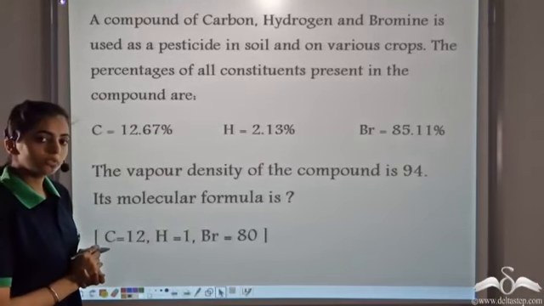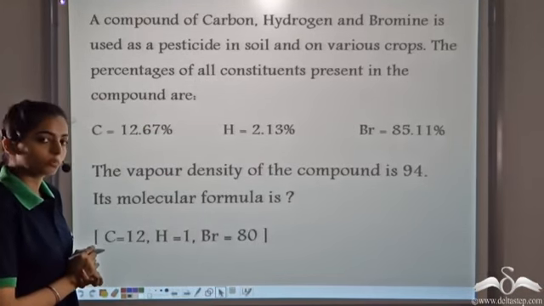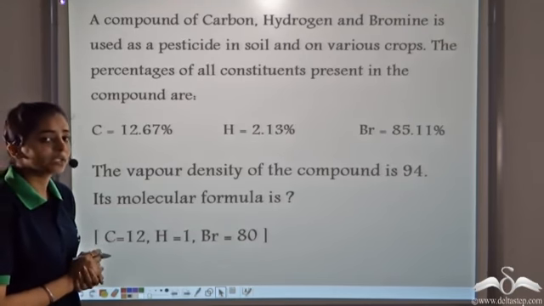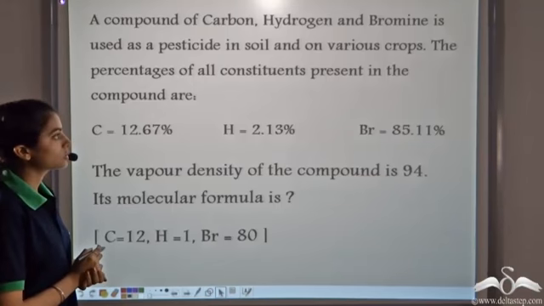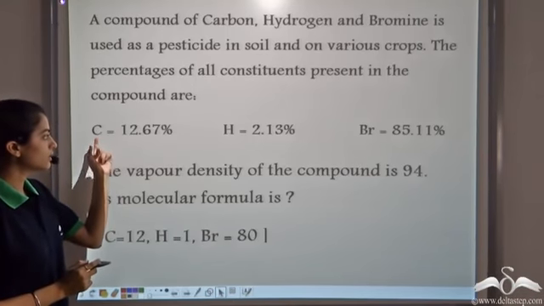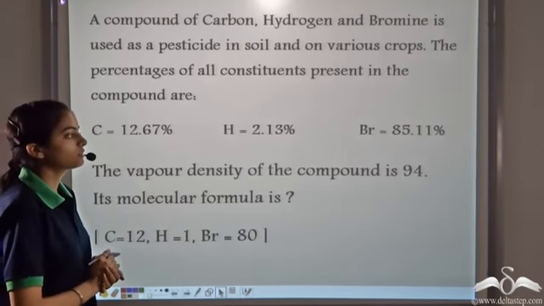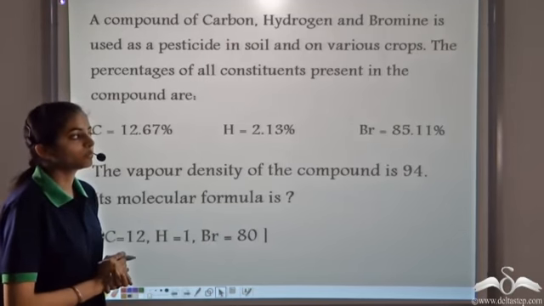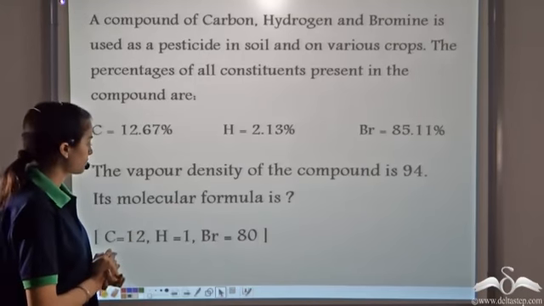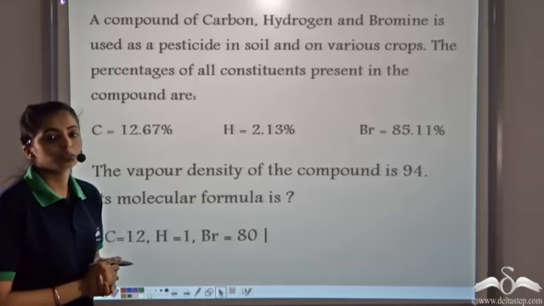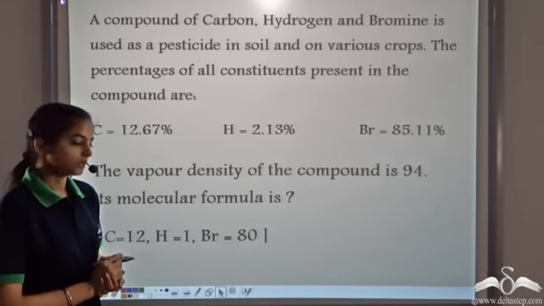We have a compound made of carbon, hydrogen and bromine, and this compound is used as a pesticide in soil and on various crops. The percentages of the different constituents are: carbon 12.67%, hydrogen 2.13% and bromine 85.11%. The vapor density of the compound is 94, so we have to find the molecular formula of the compound.